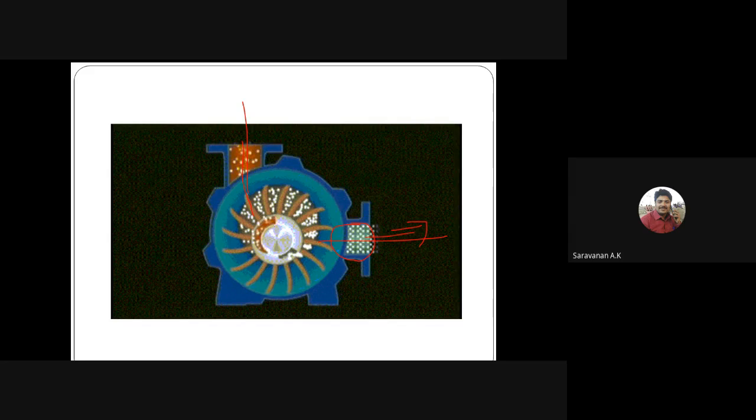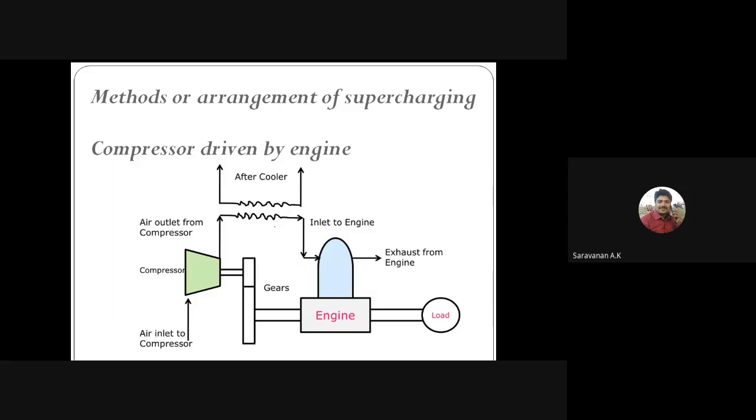Have you studied it in fluid mechanics? The centrifugal pump, have you studied it? So what is the function of the centrifugal pump? It will increase the pressure of the flow, right? Is it right or not? It will increase the pressure of the flow, right? Then we have different types of methods for supercharging.